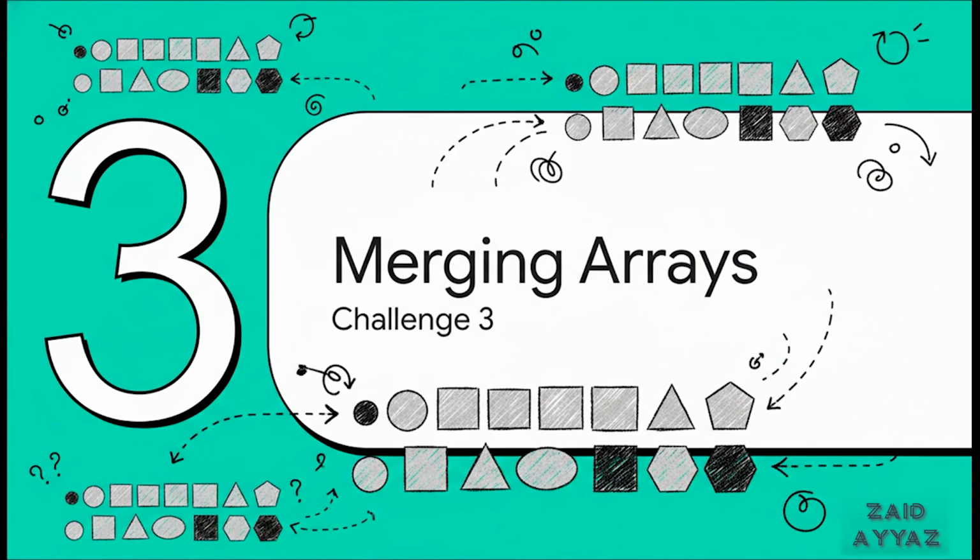All right, time for our third and final challenge. And trust me, this one requires a completely different way of thinking. We're not just comparing things anymore, now we're going to be moving them around. The goal is to merge 2 sorted lists into one.